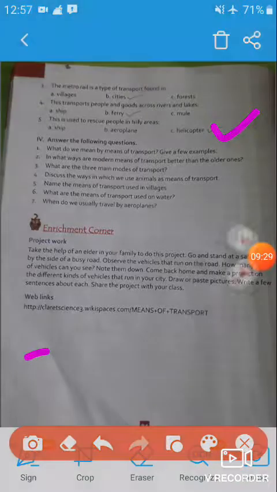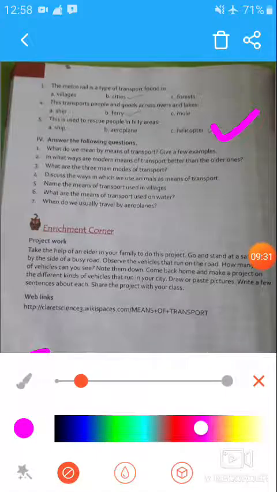Now let's come to question number 6, that is, what are the means of transport used on water? So students, in the answer of question number 6, you will write boats, ferries and ships are the means of transport that are used on water.